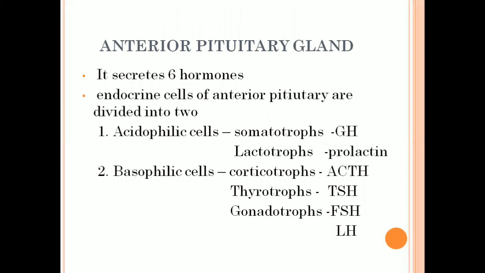Corticotrophs secrete ACTH or corticotrophin. Thyrotrophs secrete thyroid stimulating hormone. Gonadotrophs secrete follicle stimulating hormone and luteinizing hormone. The growth hormone and prolactin secreted by the acidophilic cells are also called twin hormones, as there are only 2 hormones secreted by the acidophilic cells. We'll discuss in brief about the action of these hormones, and we'll discuss in detail about the growth hormone and prolactin.